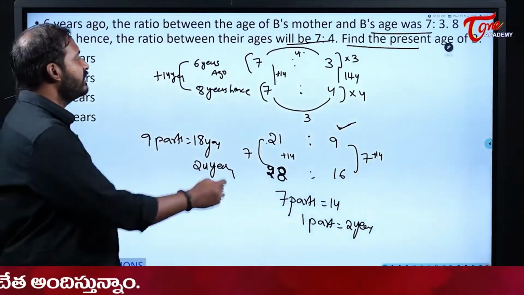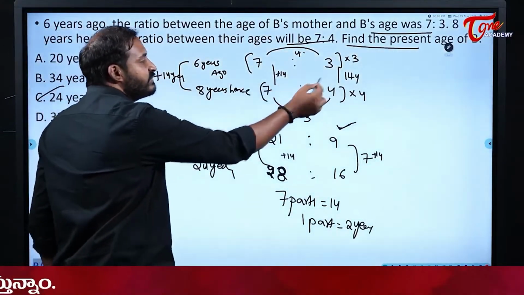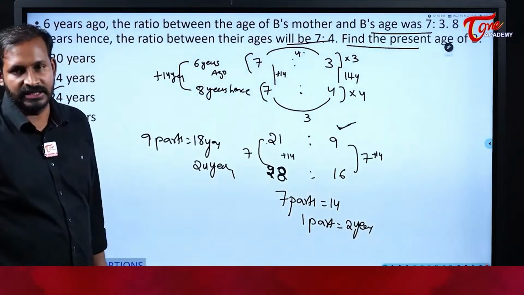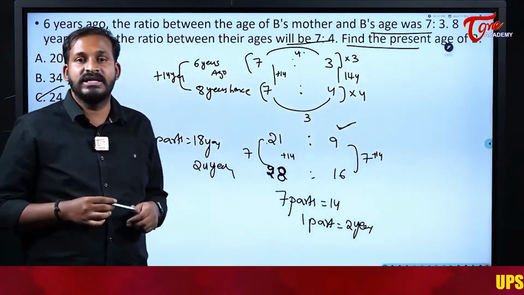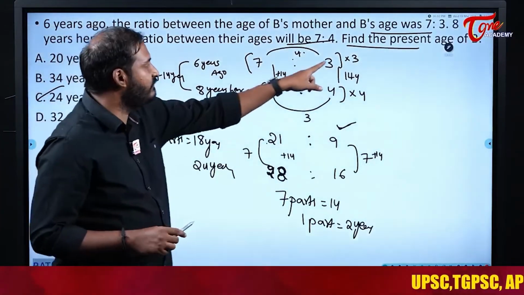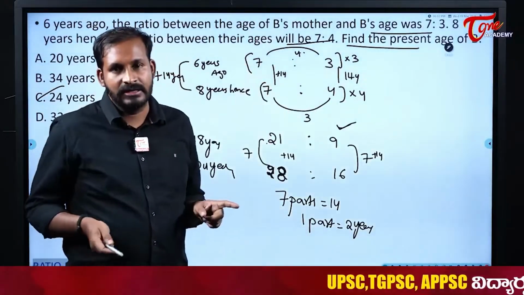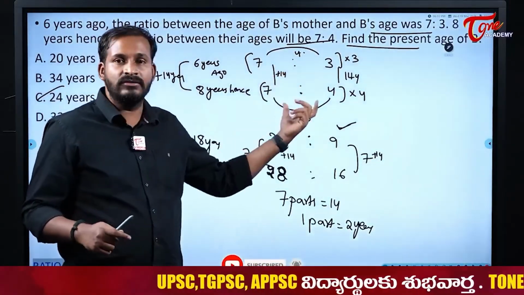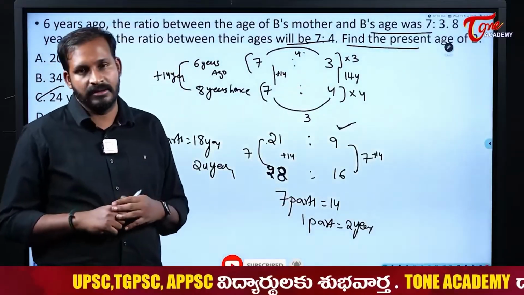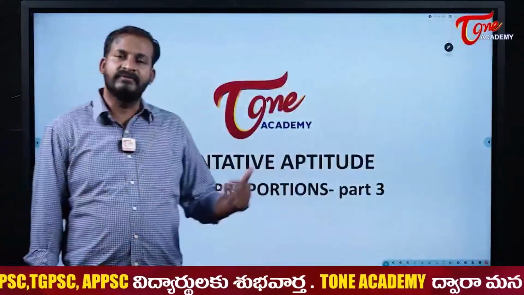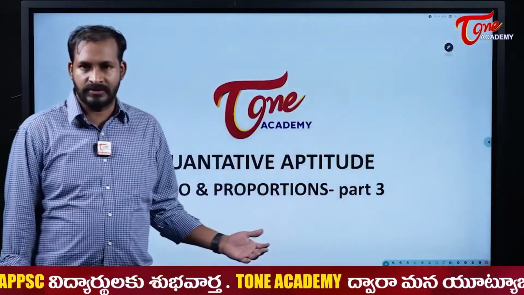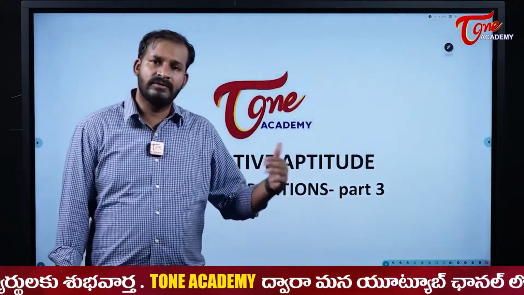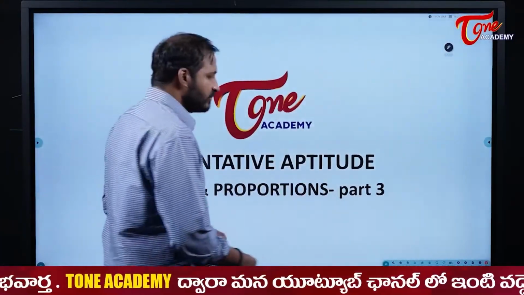Please try to understand. Why? Because both the values should increase by what? 14 years and 14 years. If a value is increasing constantly, then definitely their difference should also be equal. But in this case, this difference is not equal. So first of all, I equalized the difference and then I solved the remaining things. Understood? We have seen some of the problems from ratio and proportions, so today we will continue the same concept.